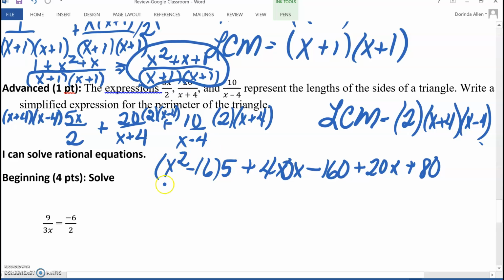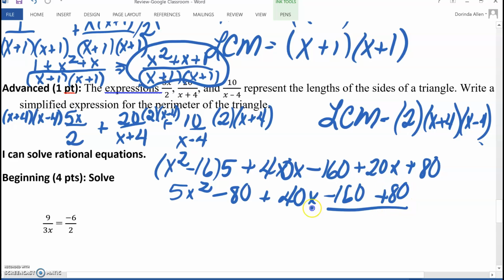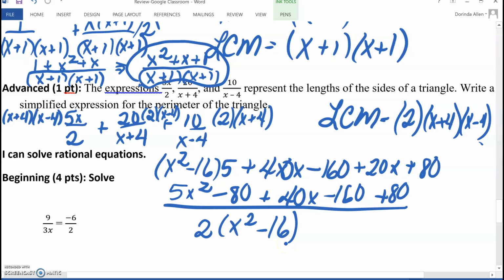So multiply out your 5. So I have 5x squared minus 80 plus 40x minus 160 plus 80 all over 2 times x squared minus 16, or x minus 4, x plus 4.